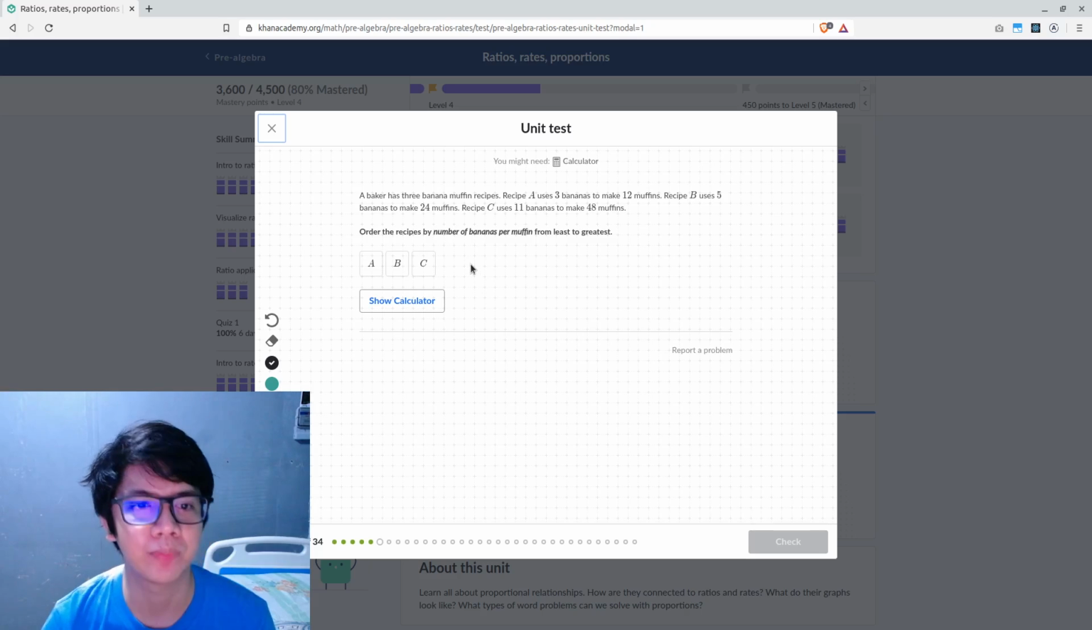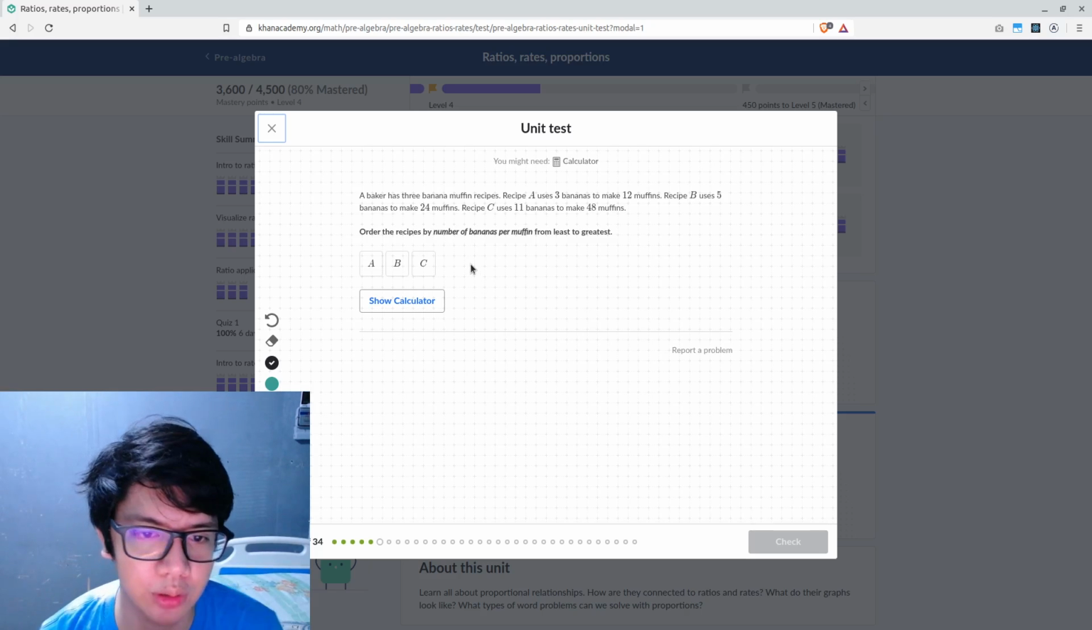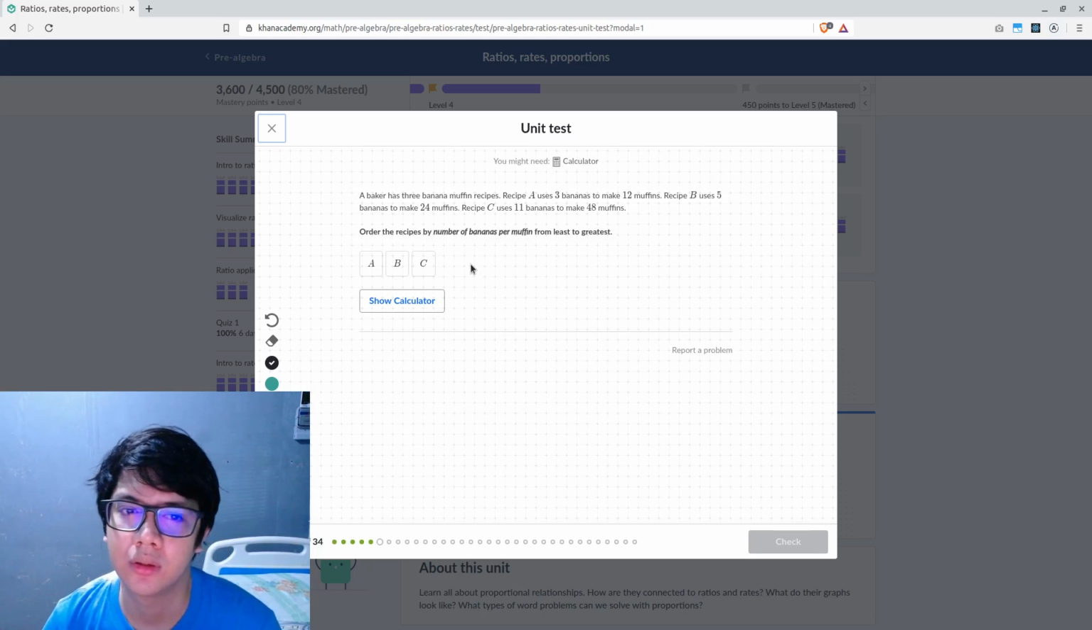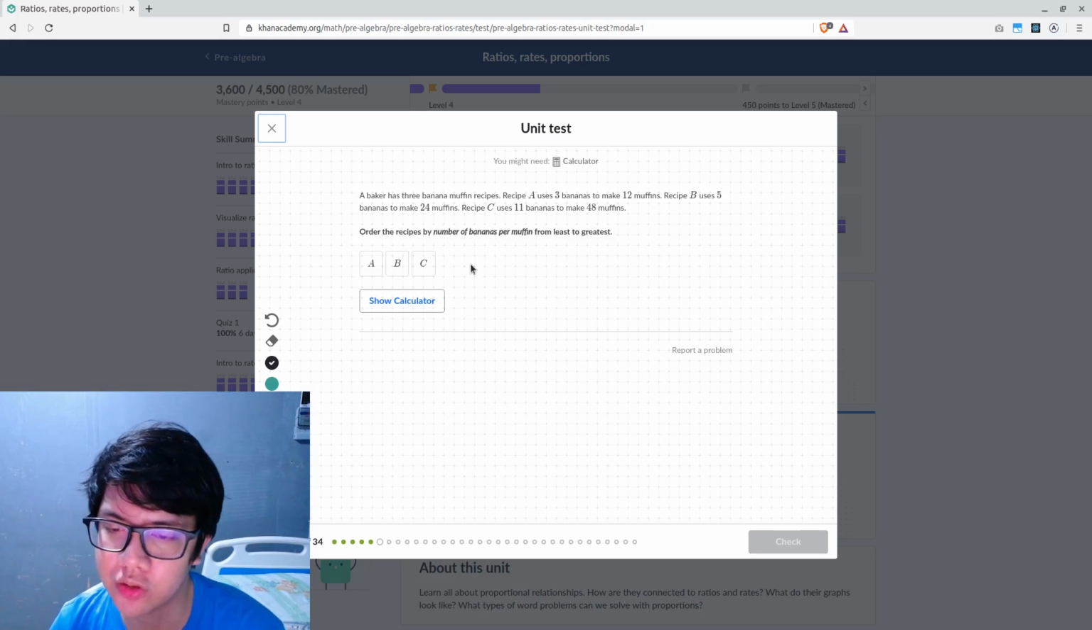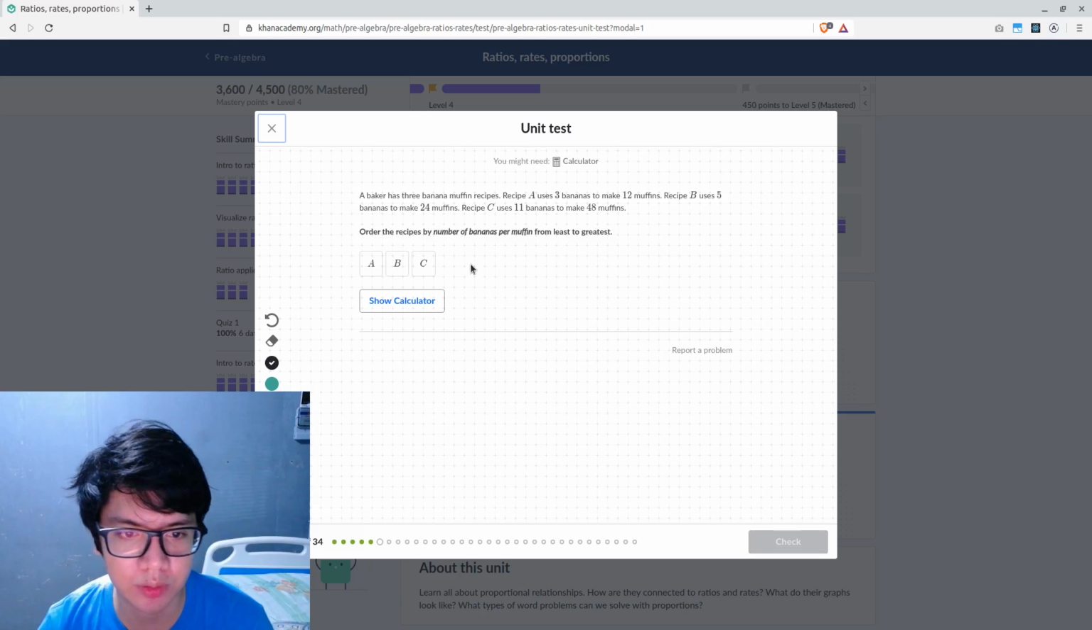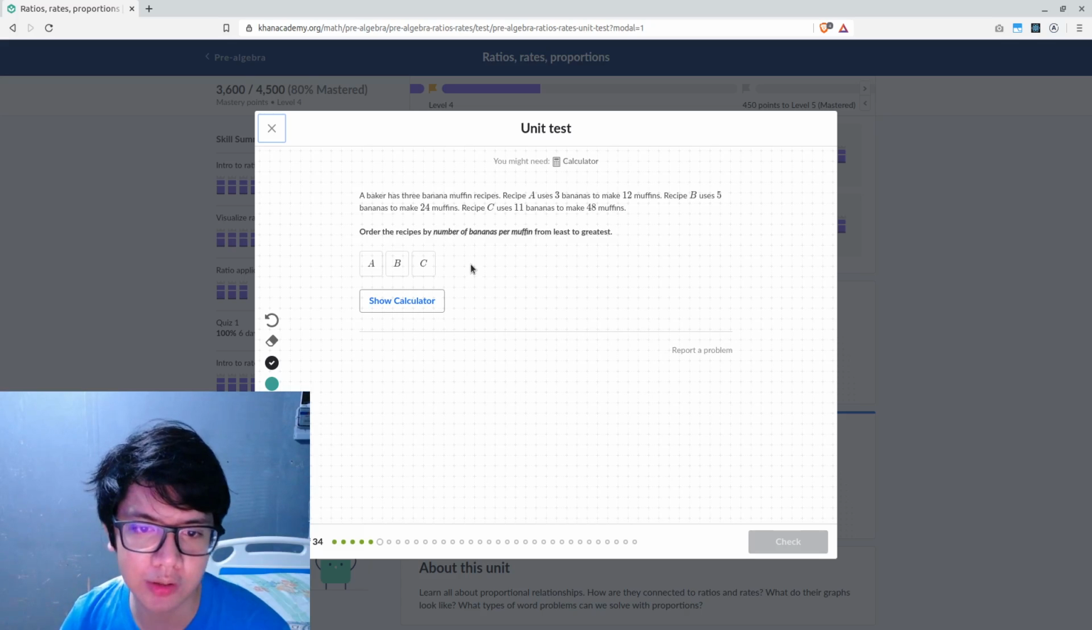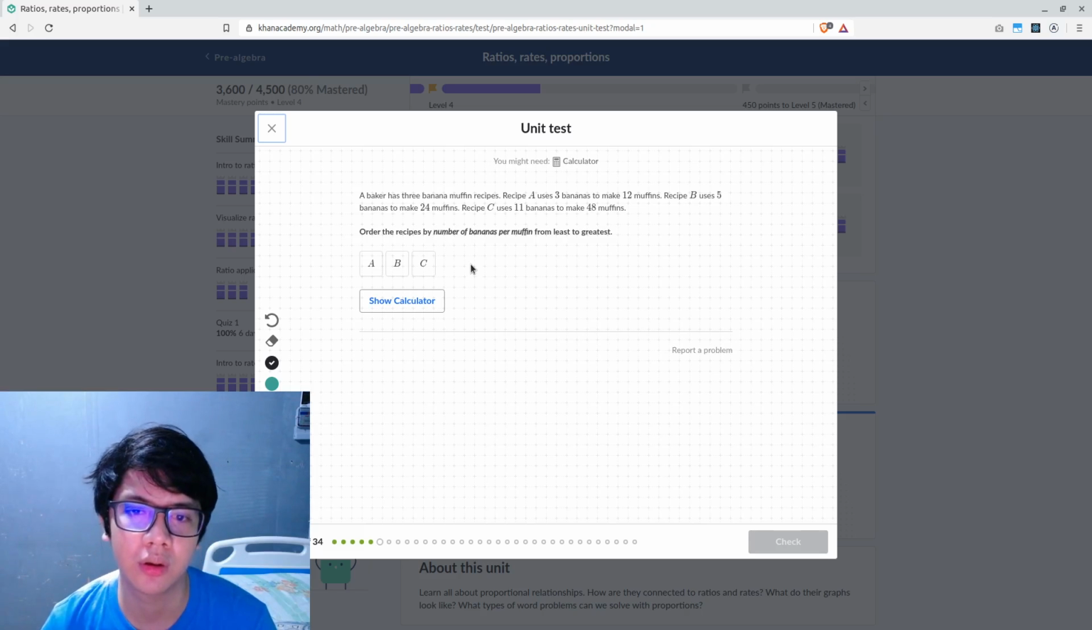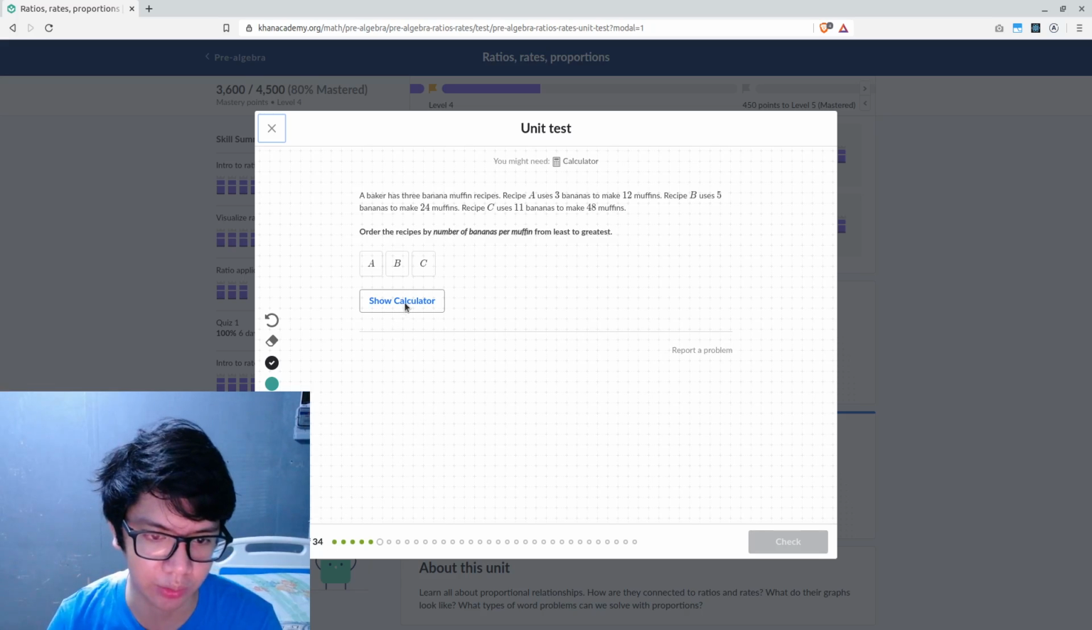Wow. A baker has 3 banana muffin recipes. Recipe A uses 3 bananas to make 12 muffins. Recipe B uses 5 bananas to make 24 muffins. Recipe C uses 11 bananas to make 48 muffins. Order the recipes by number of bananas per muffin, from least to greatest. Okay.